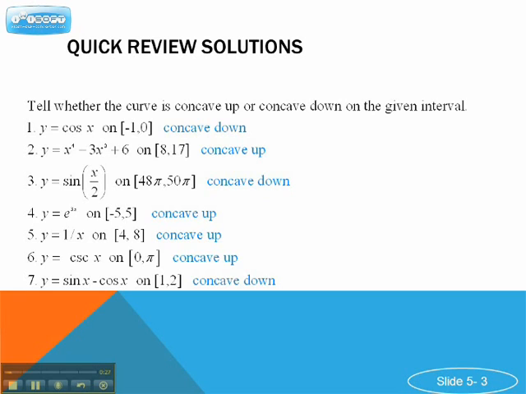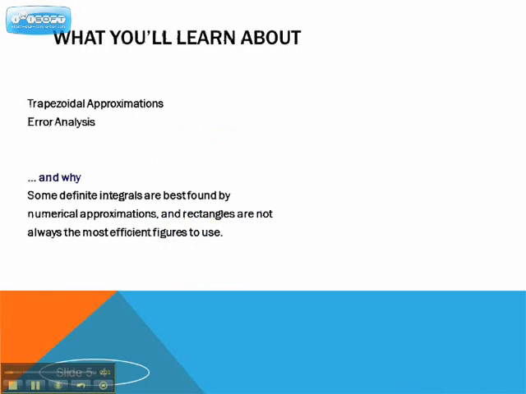And notice that everything we're talking about here is concavity. We're going to discuss that in a few minutes, less than 5 minutes though. What we're learning about is trapezoidal approximations and then the error that accompanies those approximations.